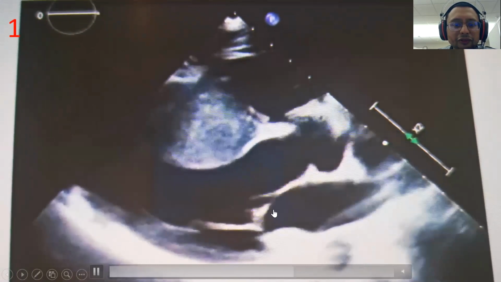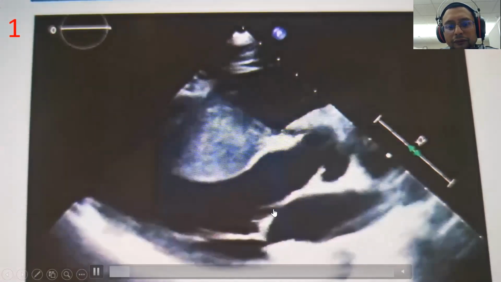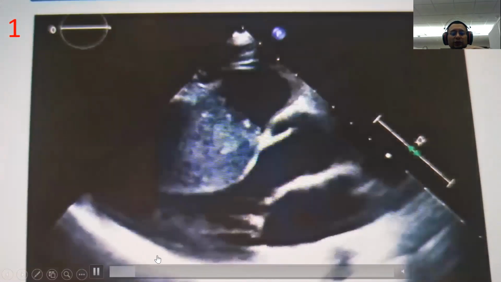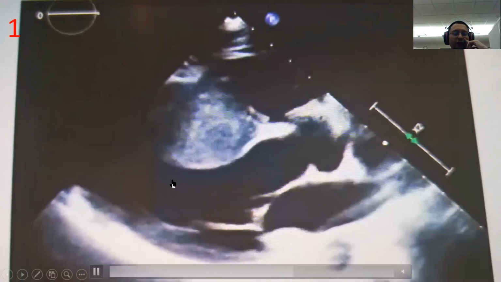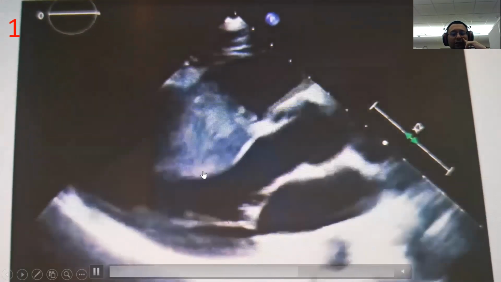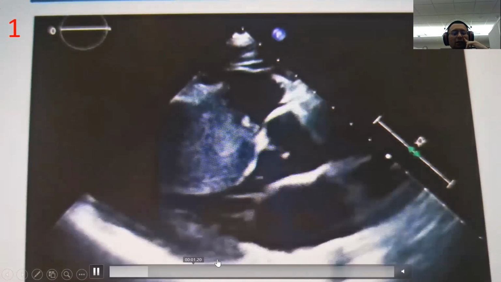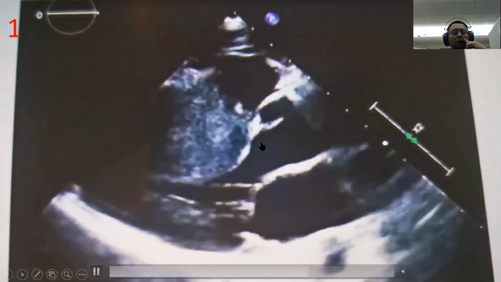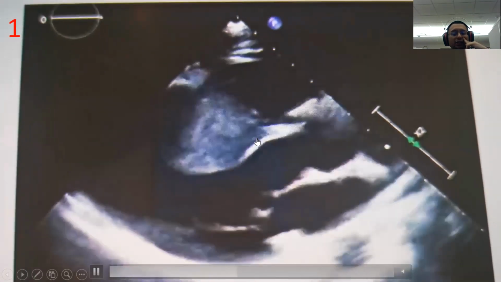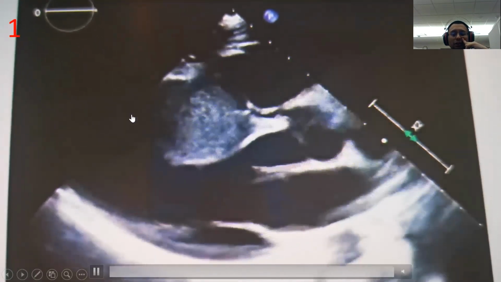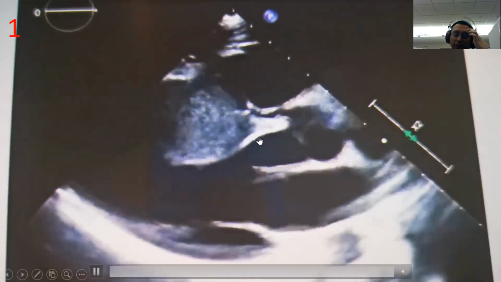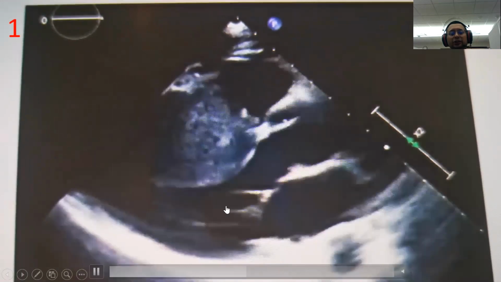Okay, so what is your differential diagnosis? One of it, of course, is HOCM. If not HOCM, infiltrative. So what other reason can the patient have such a thick septum like this? Amyloidosis. Yes, cardiac amyloidosis. And the last one, Fabry's. Yes, Anderson-Fabry disease. So that's all. Is it possible that this is due to hypertension?